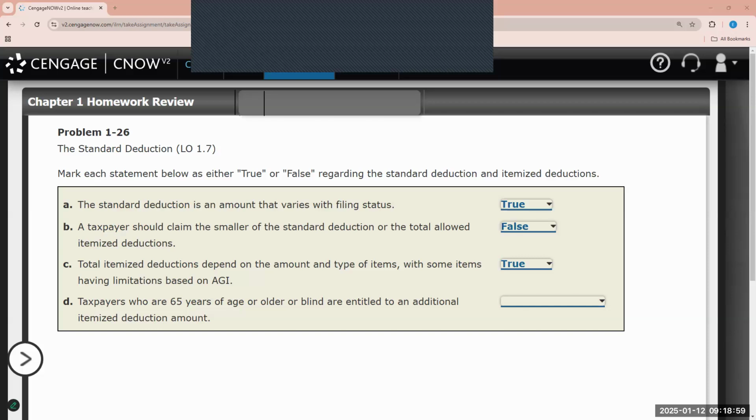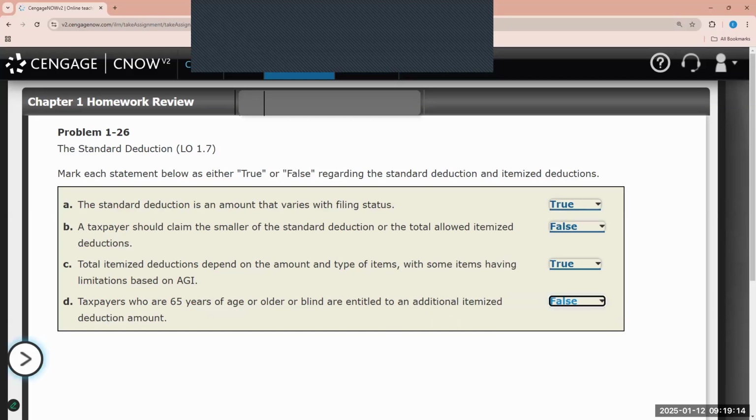income. D states taxpayers who are 65 years of age or older or blind are entitled to an additional itemized deduction. This is actually false. Taxpayers that are 65 years of age or older or blind are entitled rather to an additional standard deduction amount. This fact pattern seems correct based on the verbiage, but the key reason it's false is because it says an additional itemized deduction amount when it actually should be an additional standard deduction amount. Hence why it is incorrect.